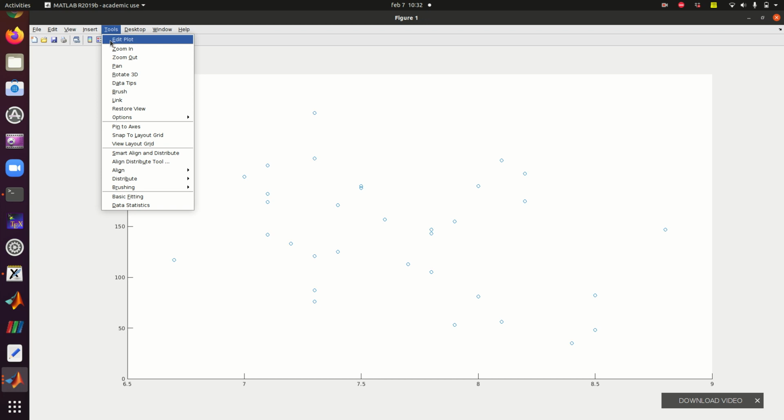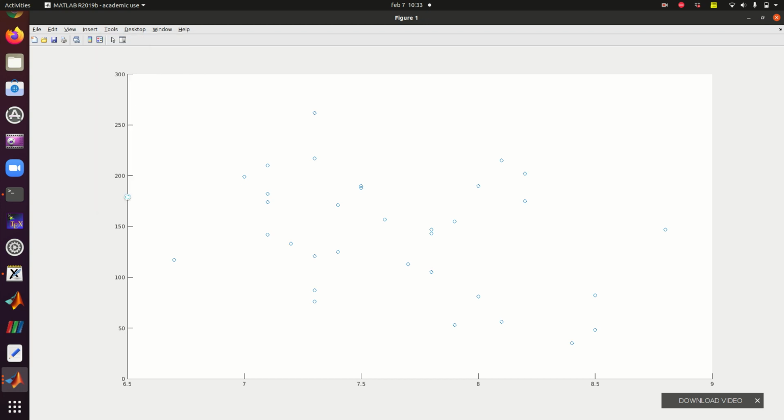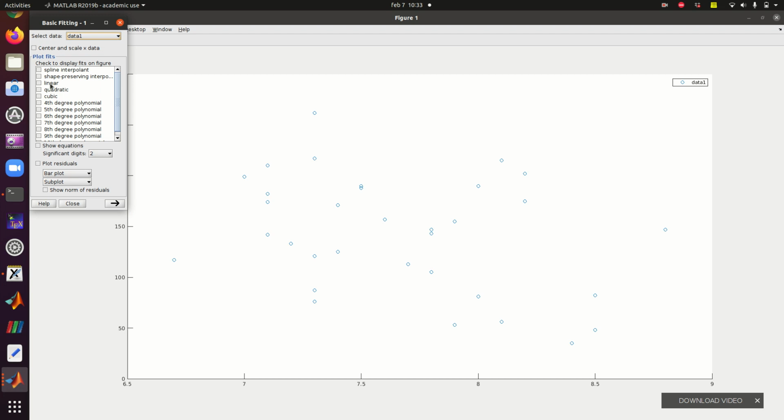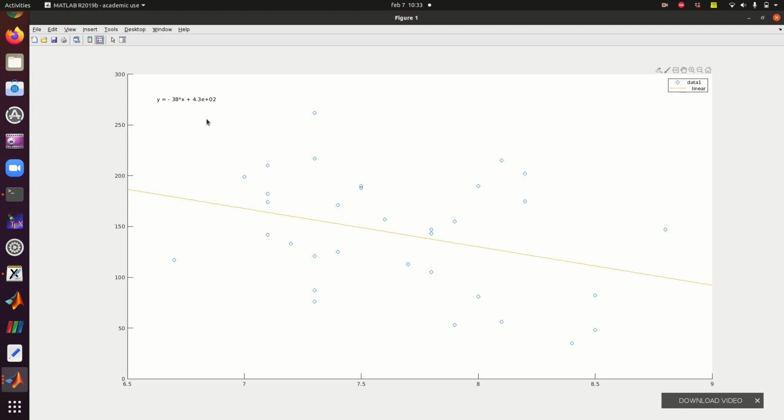Where was that? Is it on the tools? Yes, basic fitting. It is linear. And then what else did we want? We wanted to plot the residuals, and show the equation. Okay, and then we close. So we had that our beta naught was 4.3 times 10 to the power 2, which is 430, and our beta 1 is negative 38. Beta 1 is negative 38, and beta naught is 430 here.